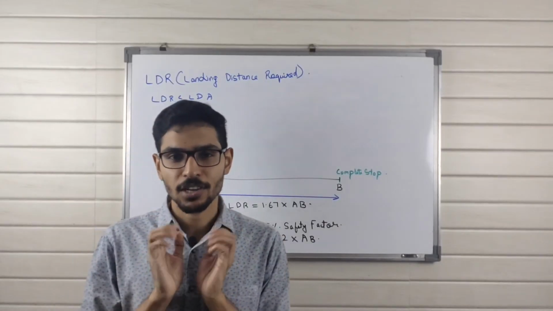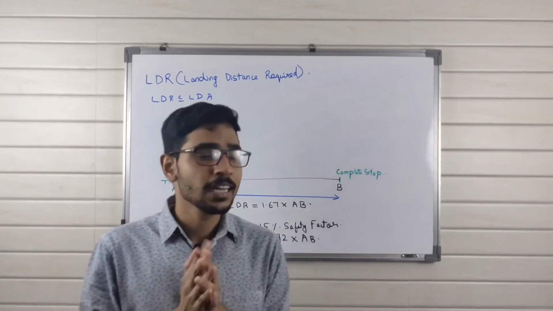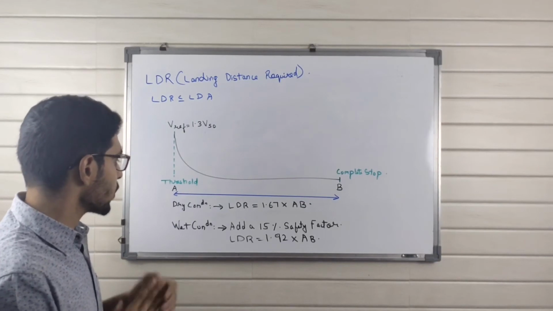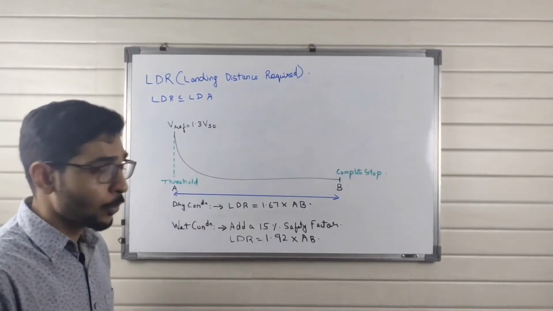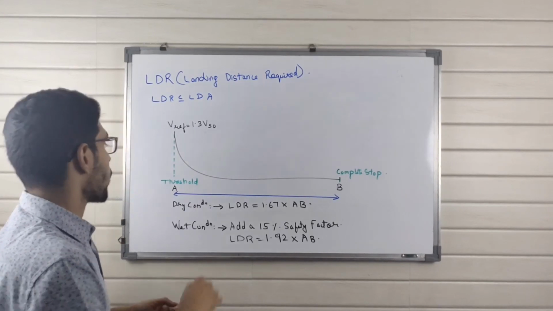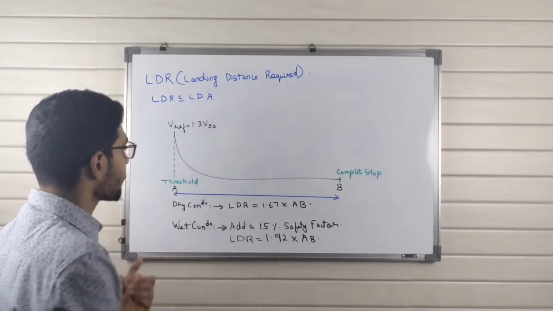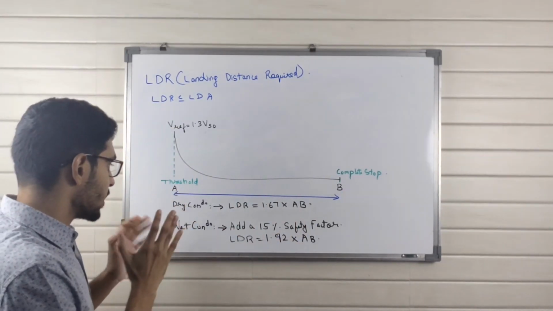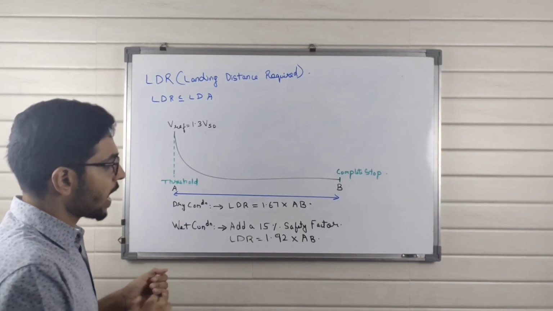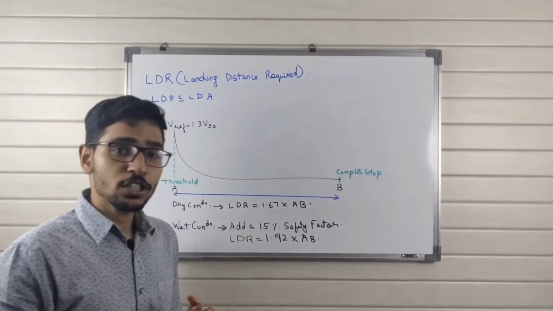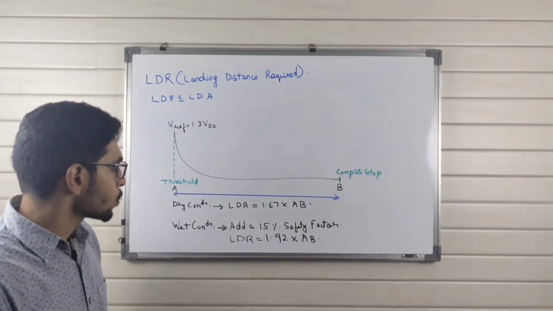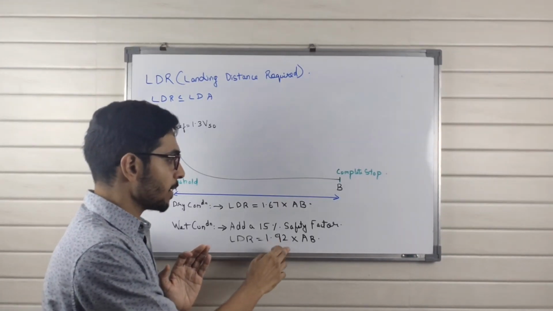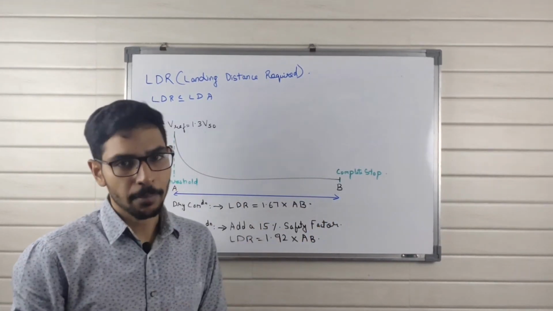So we have come to the last required distance, which is the landing distance required. It is again less than or equal to the landing distance available. In the dry conditions, the landing distance required is 1.67 times the distance from the threshold at the speed Vref till the aircraft comes to a complete stop. That is in dry conditions. In wet conditions, you have to add a 15% safety factor, which comes to about 1.92. So the landing distance required in wet conditions is 1.92 multiplied by this same distance, which is AB.